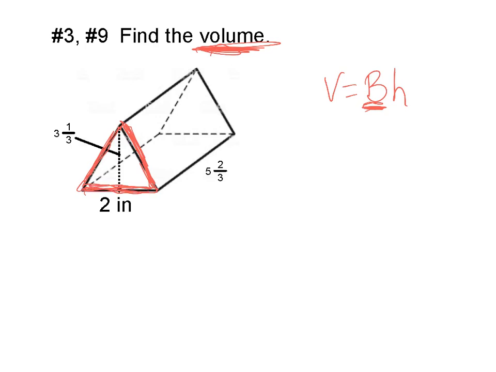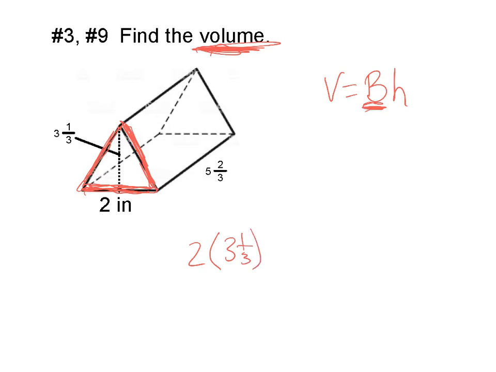Okay, this is not one where we're going to count both the triangle bases because it's not the surface area. We're just going to find the volume of that triangle base and take it times the height. You'll do that for number 3 and 9. So to find the area of a triangle, we take the base times the height divided by 2. So 2 times 3 1/3 divided by 2.